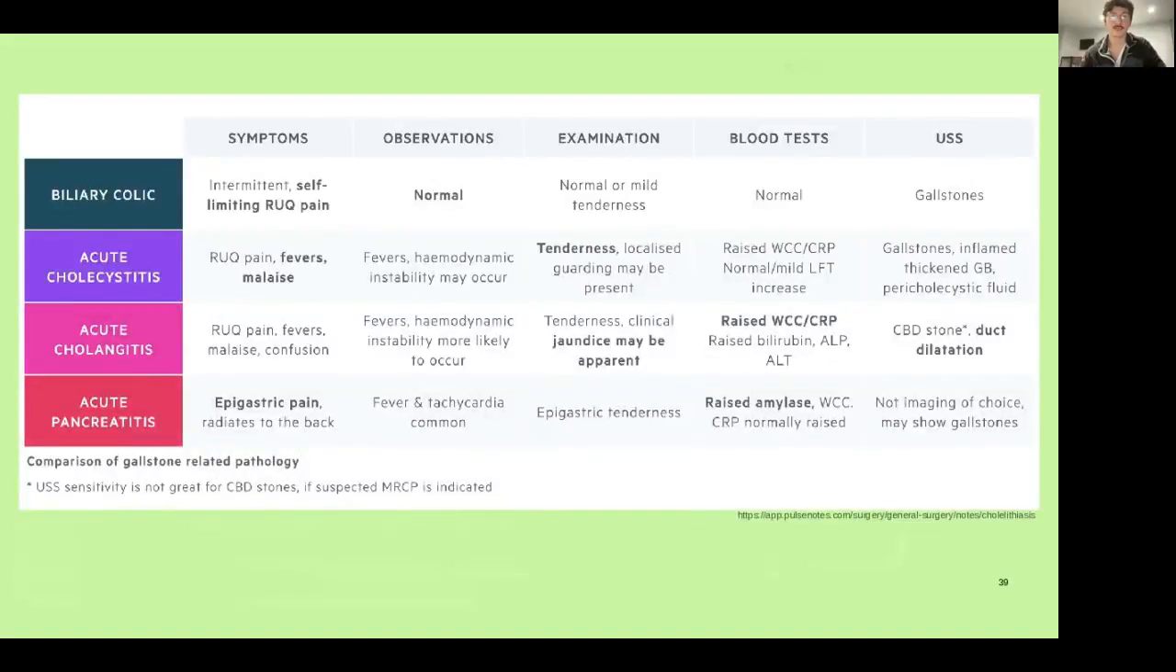And this is really just a reference table from Pulse Notes. Pulse Notes is a pretty good resource, I think, if you want to check it out for revision. Just thought this table was quite nice, highlighting the differences between all of these conditions that we've gone through so far. So yeah.